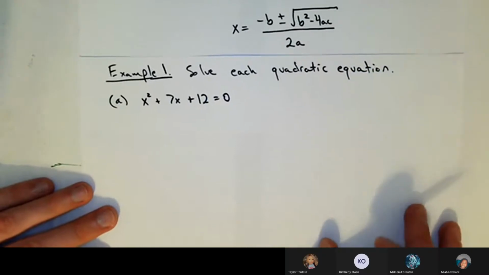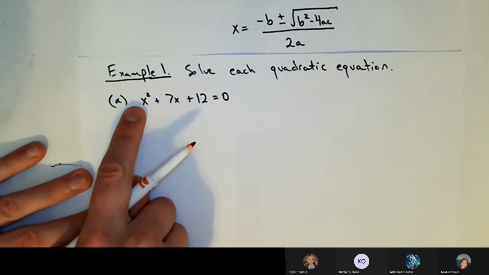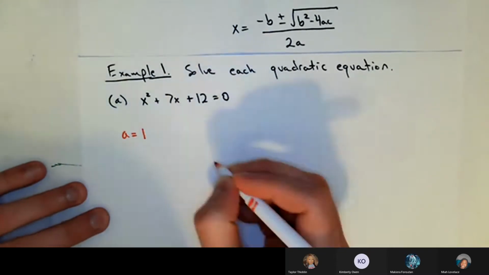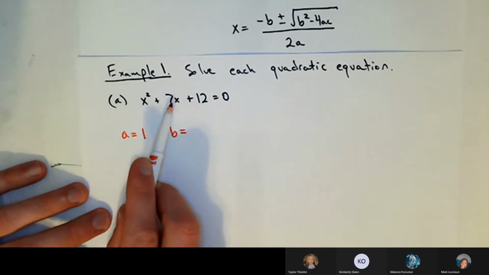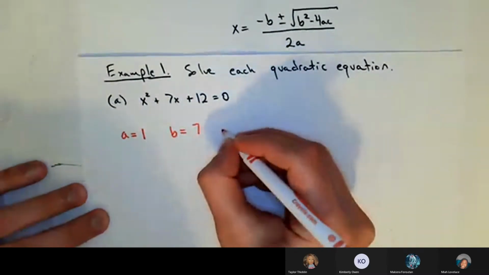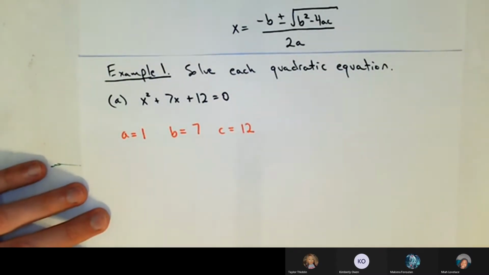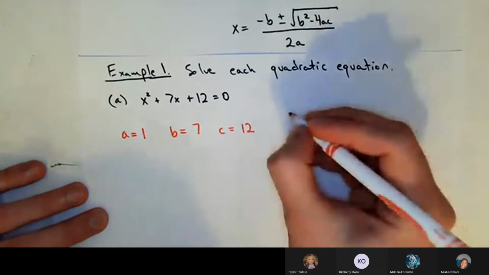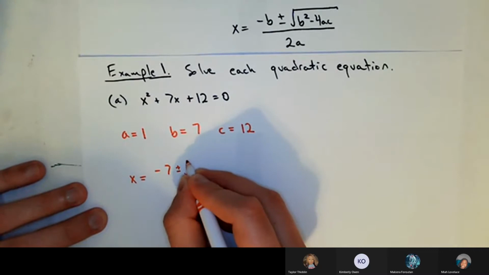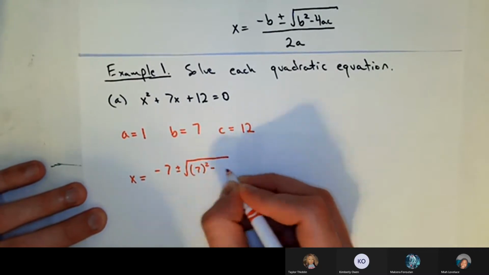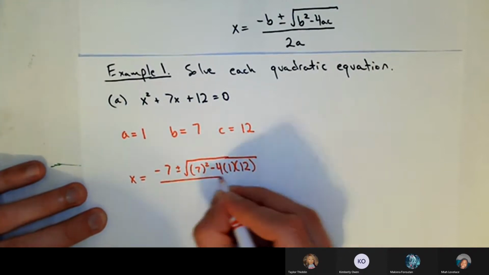So let me identify what A, B, and C are. A is the leading coefficient, so it's 1. B is that middle coefficient, the linear coefficient, the number attached to the x, that's 7. And C is going to be that constant term, which is 12. Those get plugged into my formula, so I'll say x is equal to -7 plus or minus the square root of 7 squared minus 4 times A times C, all over 2A.